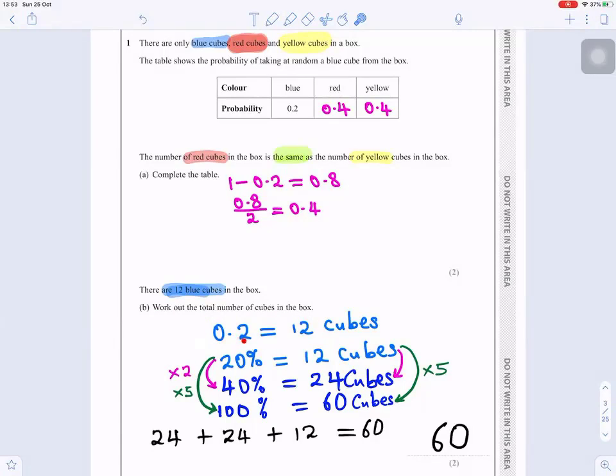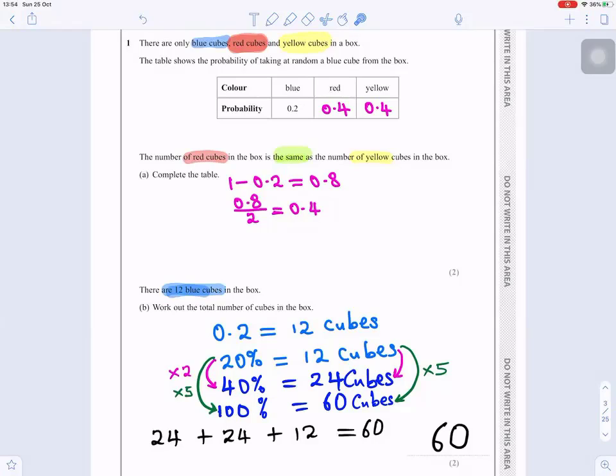If 0.2 represents 12 cubes, and 0.2 changed to a percent is 20%, multiply by 100. So 20% is 12 cubes. You double 20%, you get 40%. For 40%, you also double the 12 cubes, and it will give you 24 cubes. So 24 cubes represents 40%.